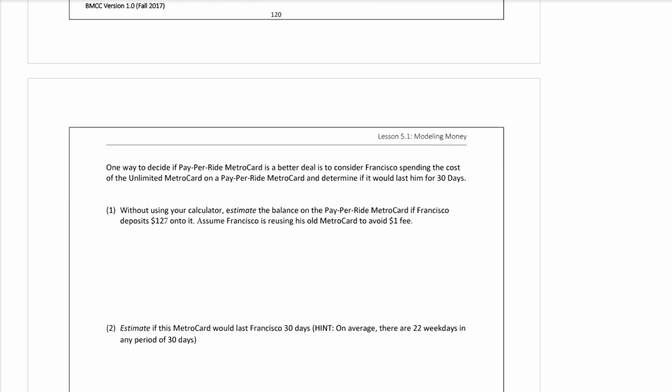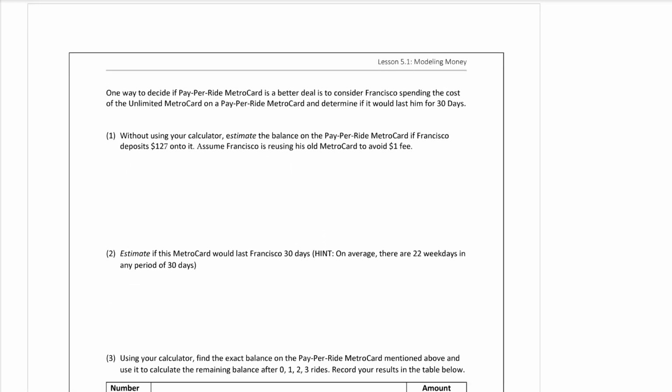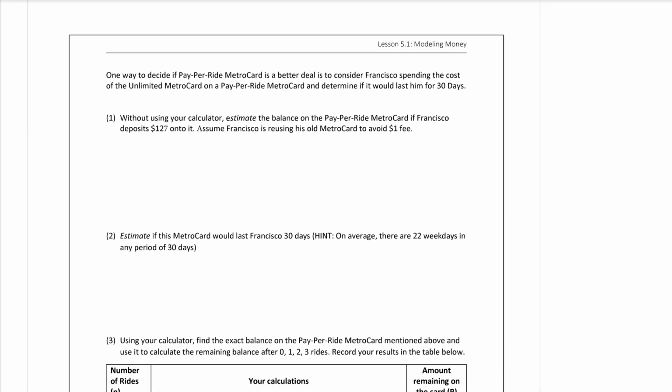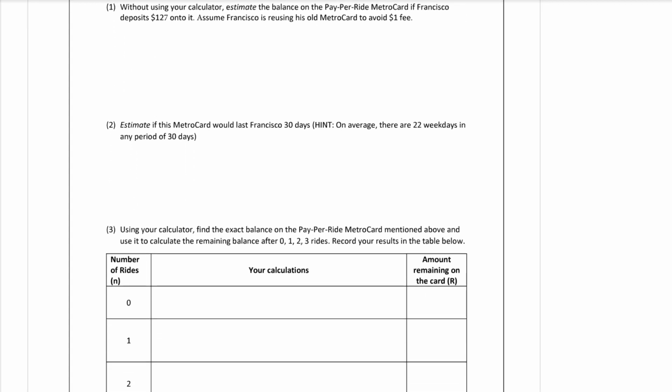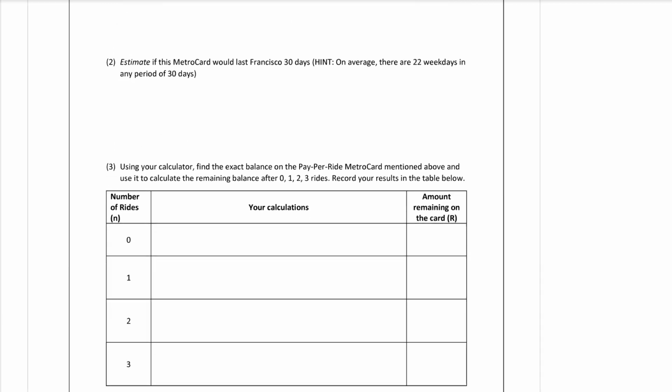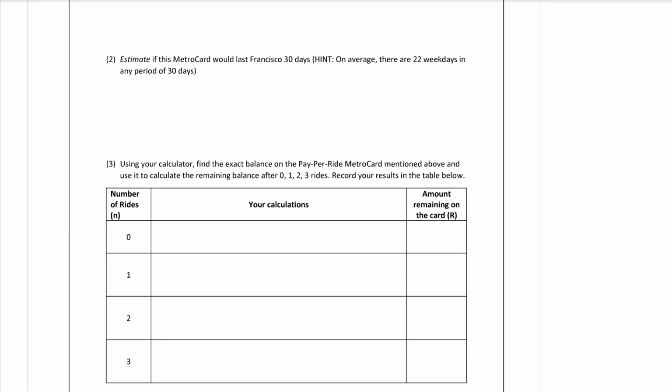Now, we brought this example to build a model, basically. Just using this as a model so you can look at some situations around us and understand that the idea of a linear model appears pretty often. So we're going to use a calculator, all right? So we're going to go ahead and just say, okay, what's the initial balance? So we start off with $127, correct?